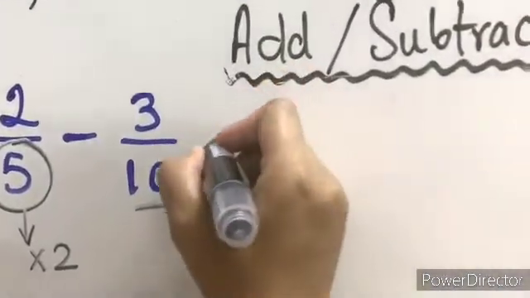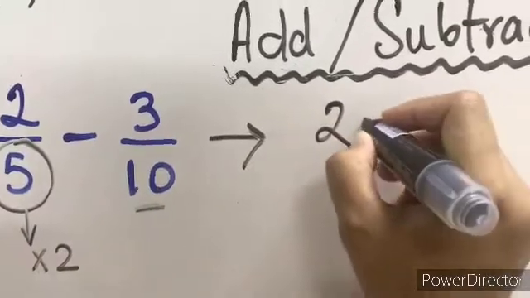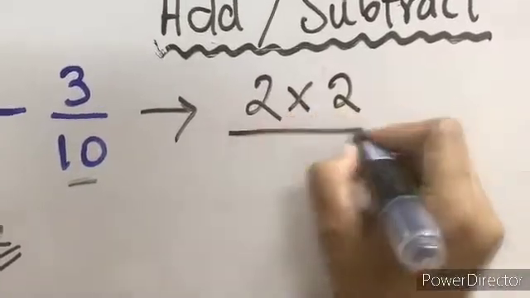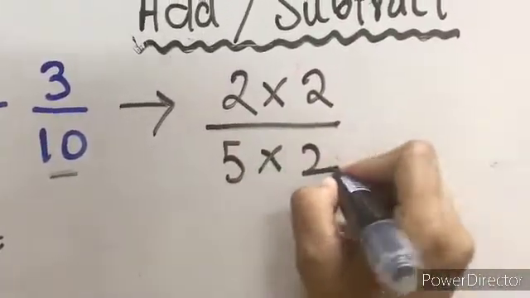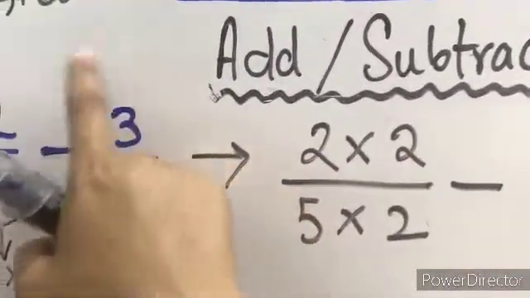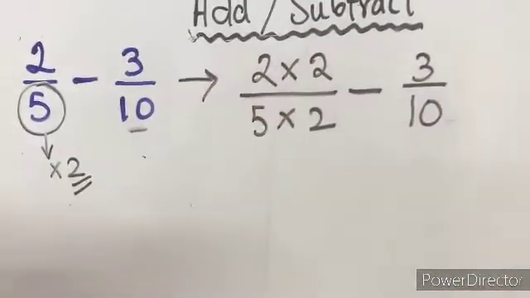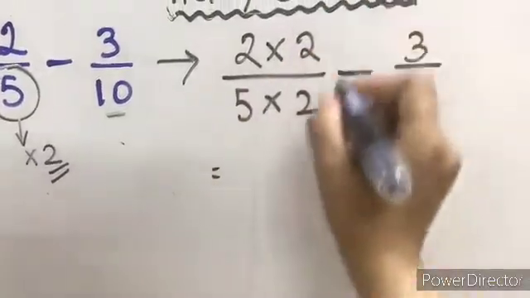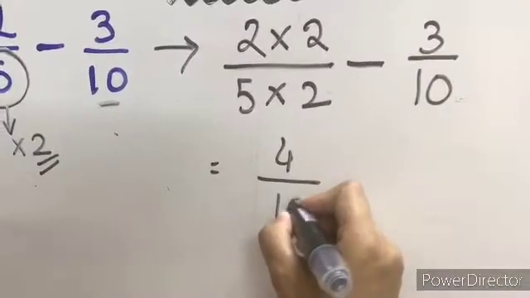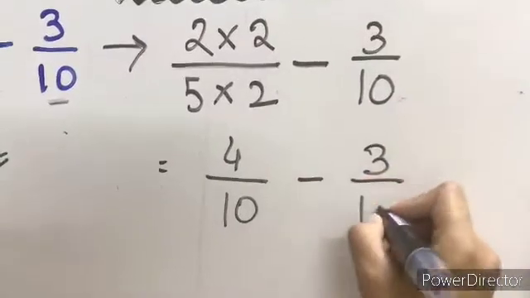Now what you will do? You will only multiply the first fraction with the digit you found. Okay, numerator also and denominator also. What you have to do here? Subtraction. You will write subtraction, and this fraction part you will copy down simply as it is, like this. Okay, now 2 twos are 4, 5 twos are 10. What you have to do? Subtraction. What is this? 3 by 10.